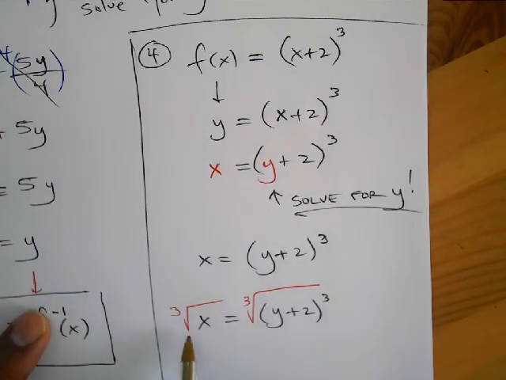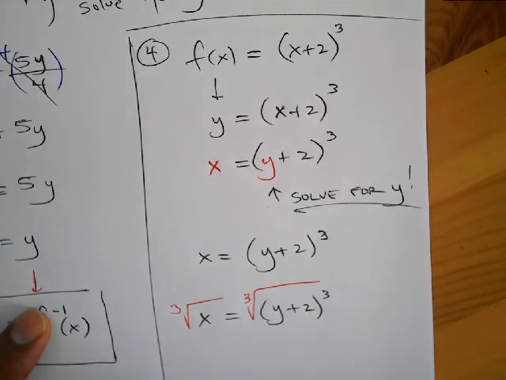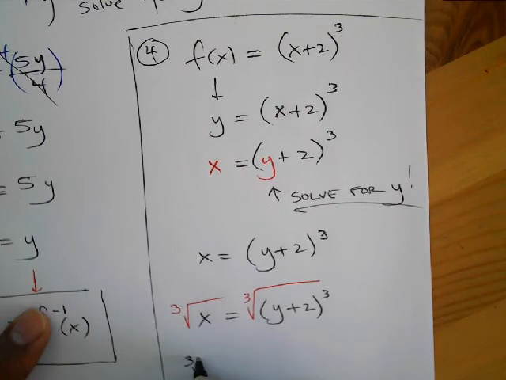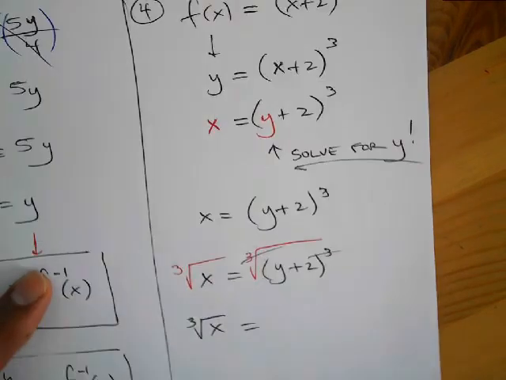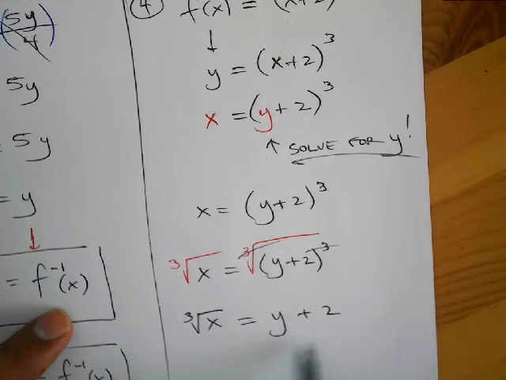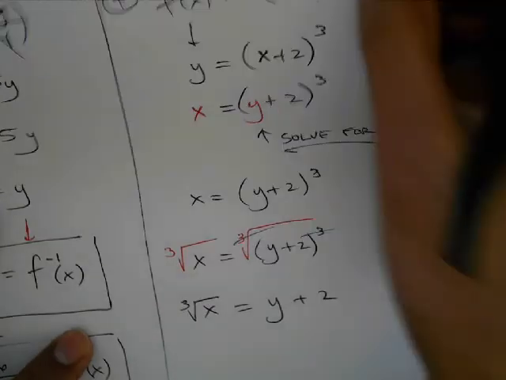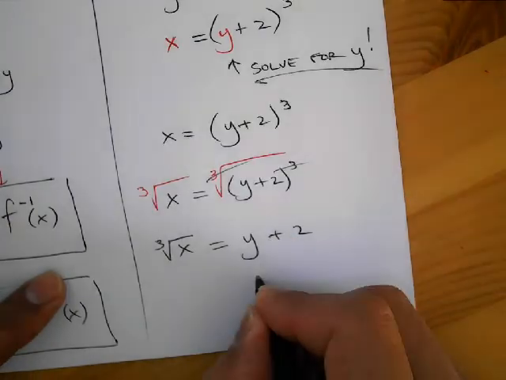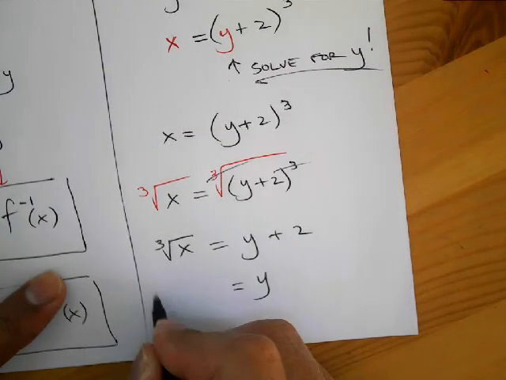And if you take the cubed root of this side, you've got to take the cubed root of this side. So now you're left with the cubed root of x is equal to, and then these cancel out, right? Because that's the whole point. Now you freed it up. Now you freed up this inside. And then to solve for y, well, that should be easy, right?